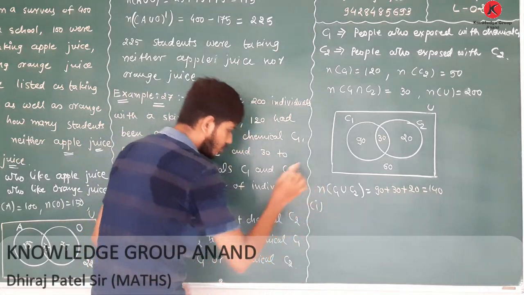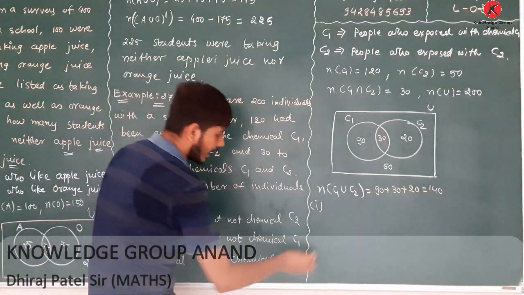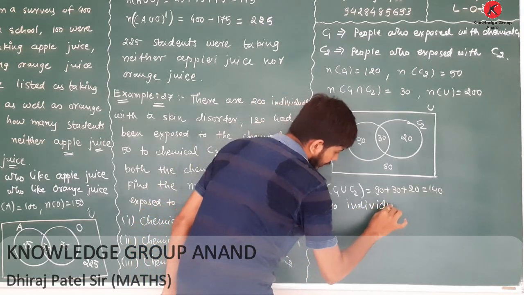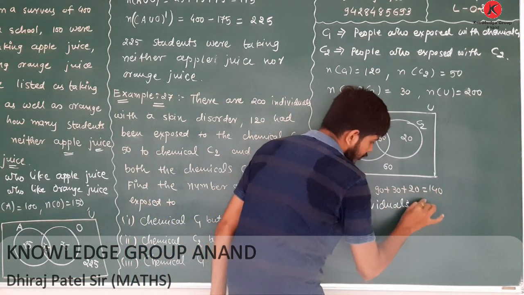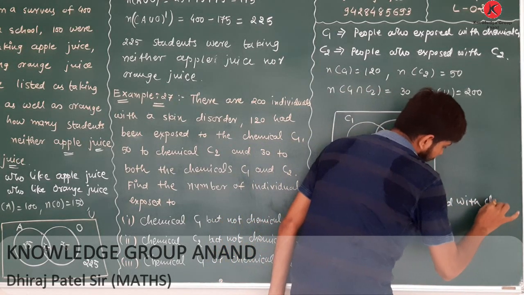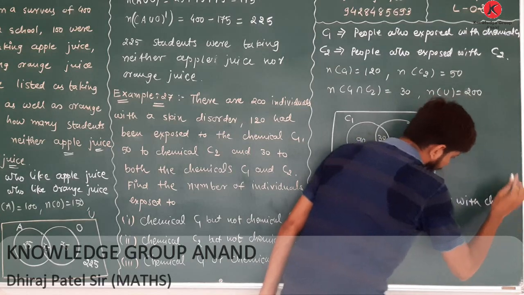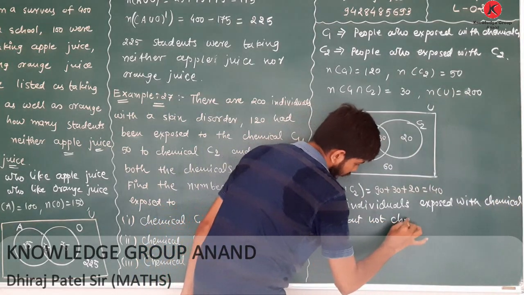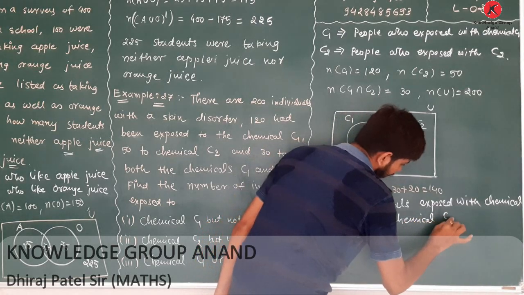So let's write down the answer of the first question: 90 individuals exposed with chemical C1 but not chemical C2. Clear? But not chemical C2.